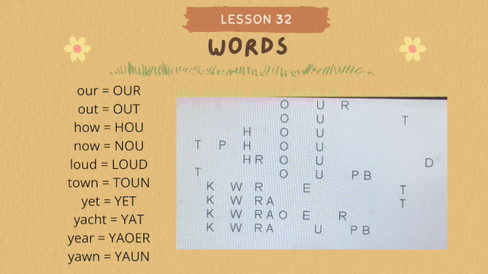So we have our, out, how, now, loud, town, yet, year, and then yawn. On the right side, we can see its stenographic notes, how these English words are written. If you want to take a longer, better look at how these words are written, then you may click the pause button for that. Okay, so let's proceed to briefs.